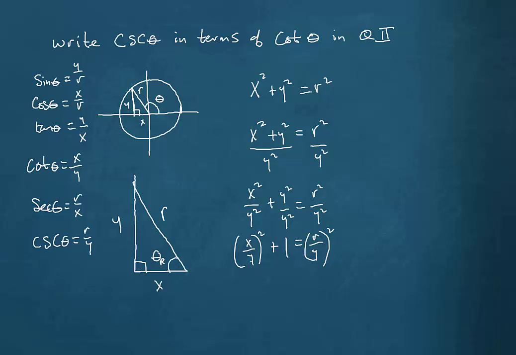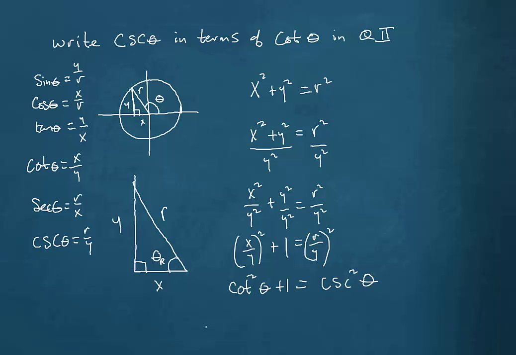Now here we have x over y, which is the cotangent. So we could write this as the cotangent squared of theta plus 1 is equal to, and here we have r over y, and that's the cosecant. So cosecant squared theta. Now the directions are to write the cosecant in terms of the cotangent. Well, we've written the cosecant squared in terms of the cotangent squared.